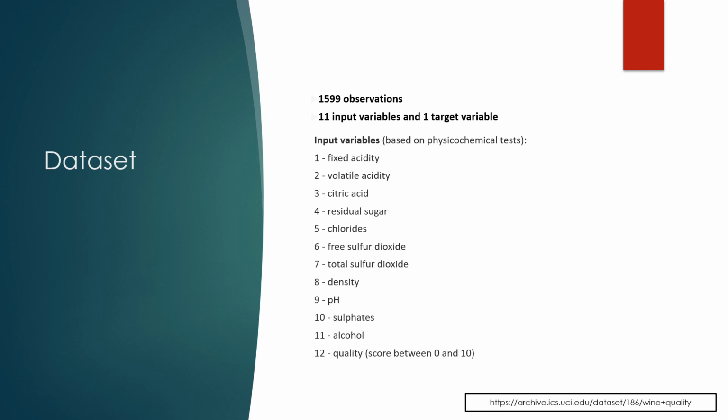Let us get familiar with the dataset. The data is provided by the UCI machine learning repository and is available online. We have about 1600 observations or samples. And as you can see here, we have about 12 variables that have been provided. Variables 1 to 11 are the input variables, which are the physicochemical properties of the wine, and the 12th variable is actually the target variable, which is the quality, and the score is given between 0 to 10. 0 would mean the worst quality wine and 10 would mean the best quality wine.